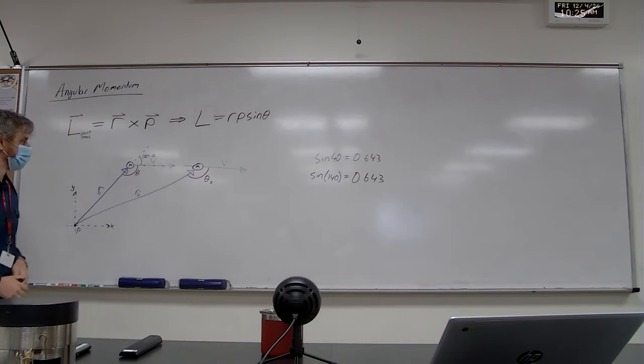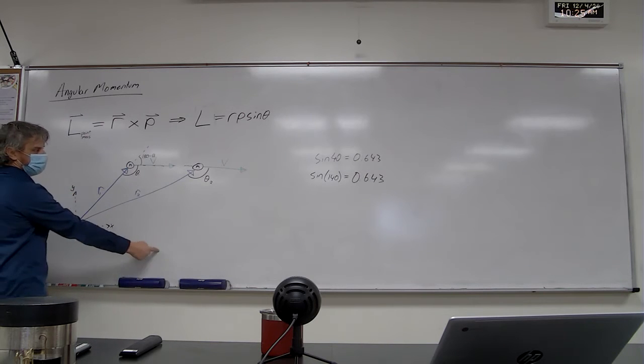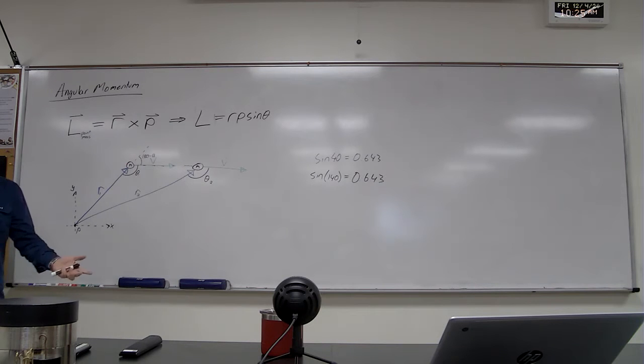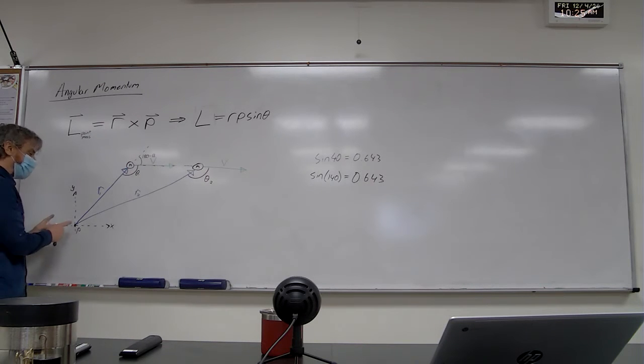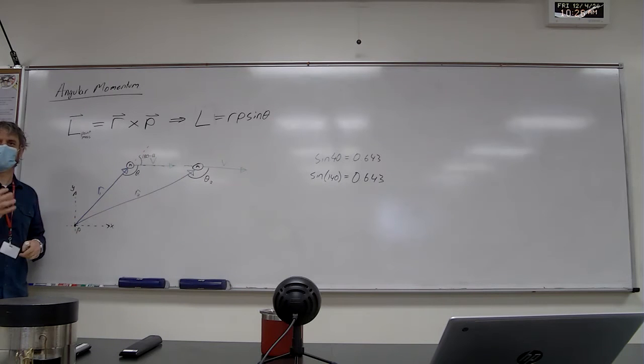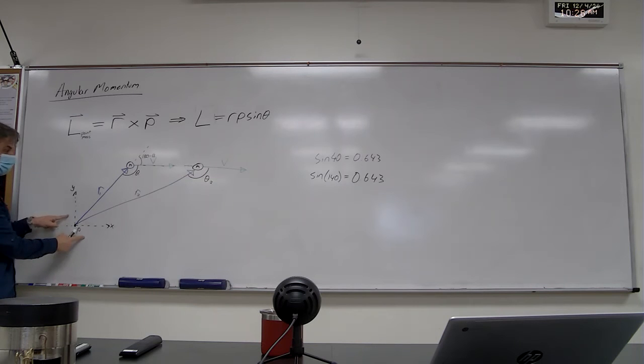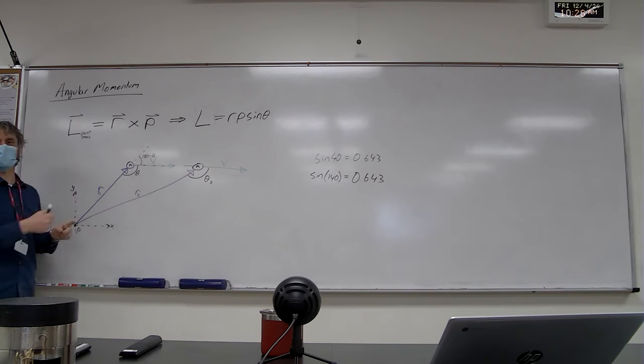It is conserved. Now I'll get different values for it if I pick a different coordinate system. If I go to a different coordinate system, I'll have a different r and the same v. But if I'm making these measurements from a coordinate system that's not going to change its location, then this should be a conserved quantity. Angular momentum should be a conserved quantity.